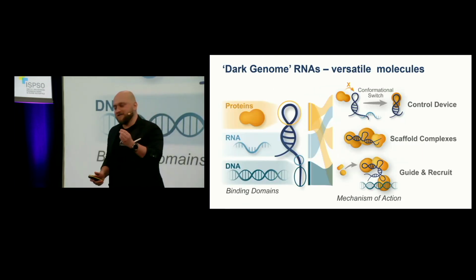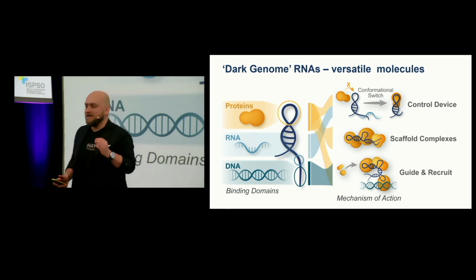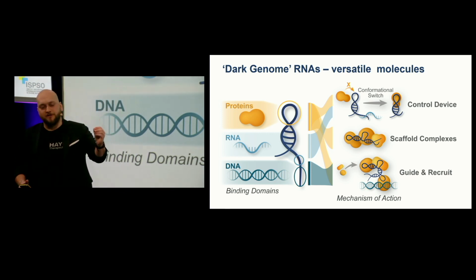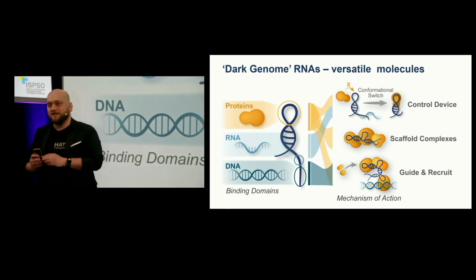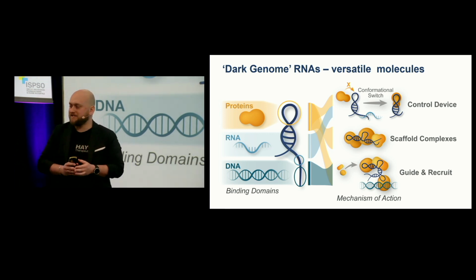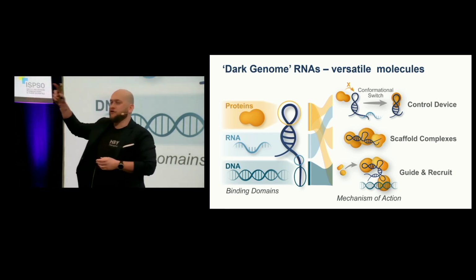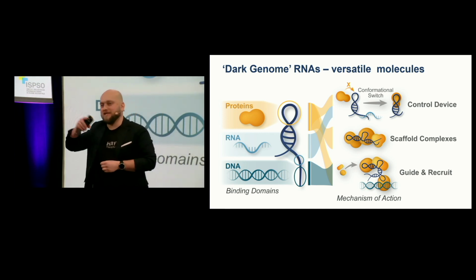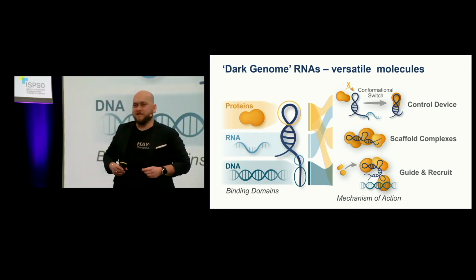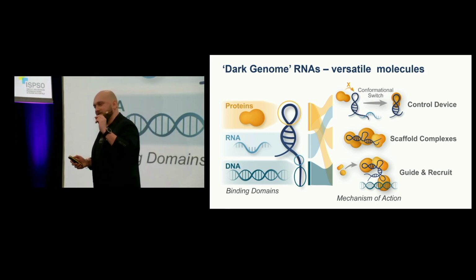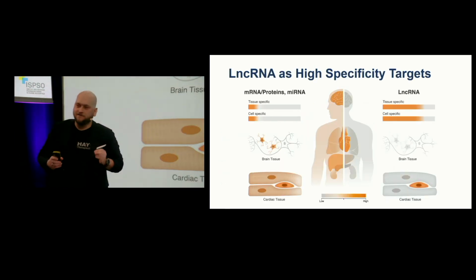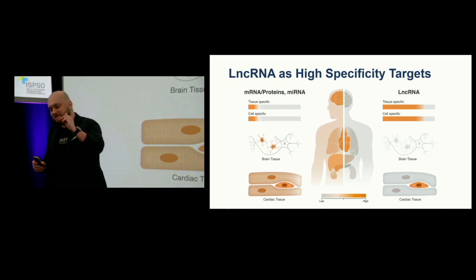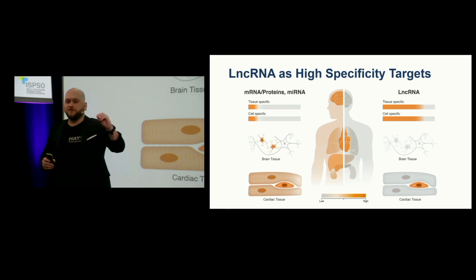These are very versatile molecules, and they can act in many different ways. They can change the conformational structure of a protein, therefore turning its function on or off. They can serve as scaffolds for several protein complexes that would assemble together only if this RNA is present. And they can also guide and recruit proteins, for example, bringing them from the cytoplasm into the nucleus, where they can activate downstream signaling cascades. The fact that these RNA molecules are very specific to certain tissues makes them very attractive therapeutic targets as compared to mRNA or proteins, because by targeting these specific RNA molecules, you can avoid potential toxicities in healthy tissues.